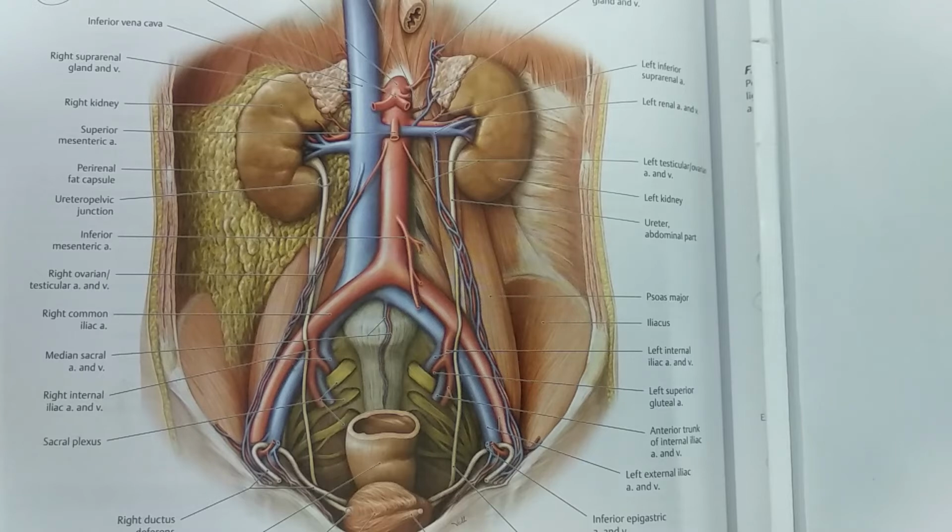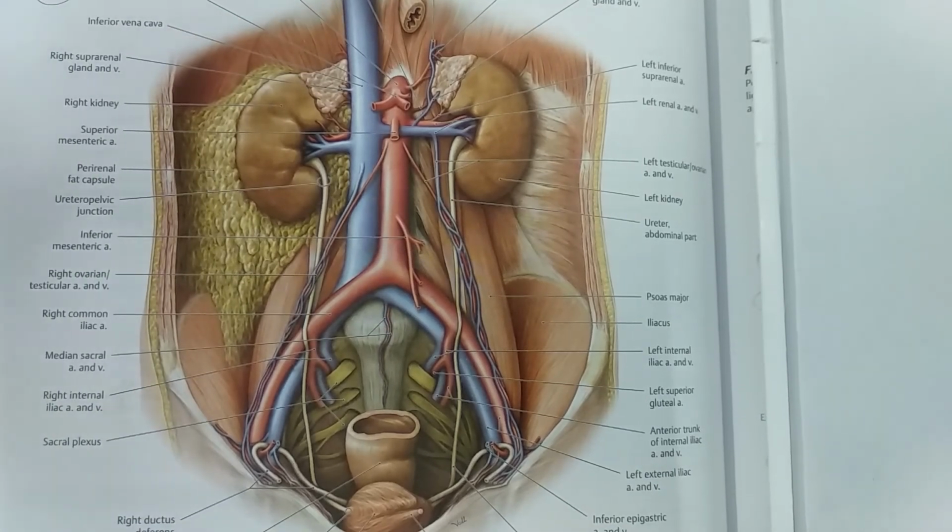Now come to the nerve supply. The sympathetic nerves are derived from the renal, gonadal and superior hypogastric plexus, around T10 to L1, and the parasympathetic supply comes from the vagus and the pelvic splanchnic nerves. So this is the arterial supply, venous drainage, and nerve supply of the ureter in the different parts of the ureter.